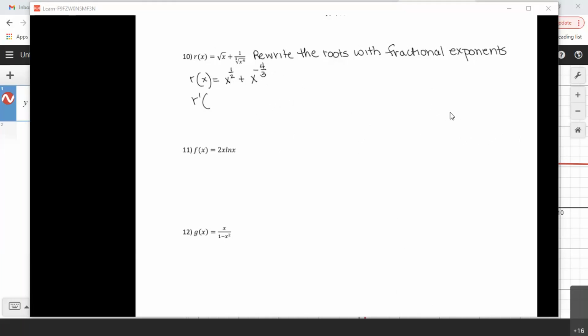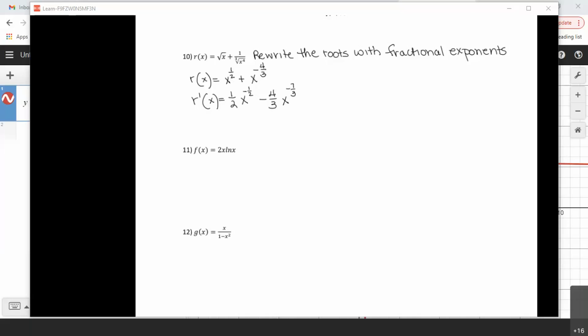Okay, taking the derivative, I'm going to bring down the exponent, drop the exponent by 1. Positive 1/2 minus 1/2 gives me negative 1/2. Okay, bring down the exponent, drop the exponent by 1. It's already negative. So I'm subtracting another 3/3 from negative 4/3. Again, use your calculator if you're not comfortable with this.